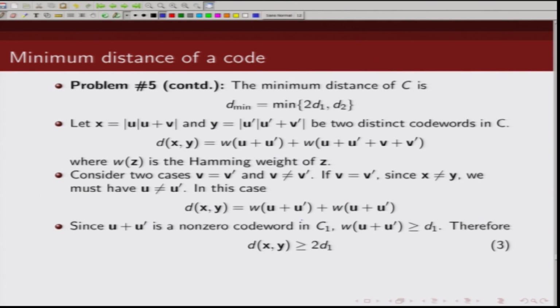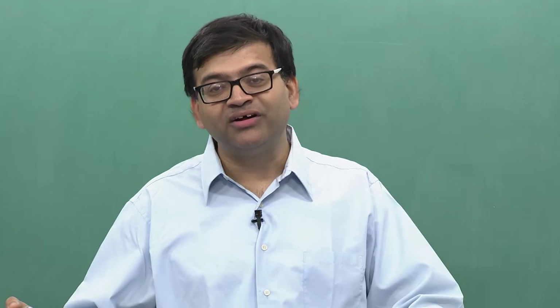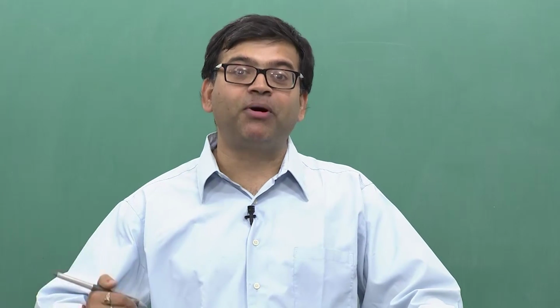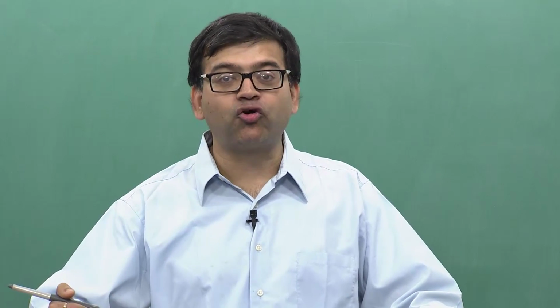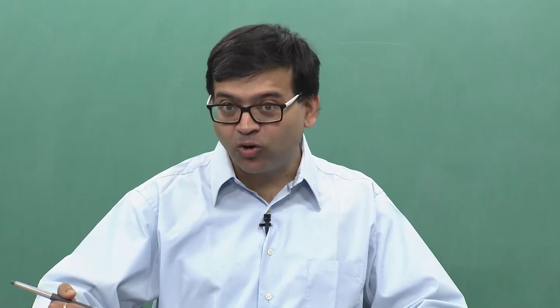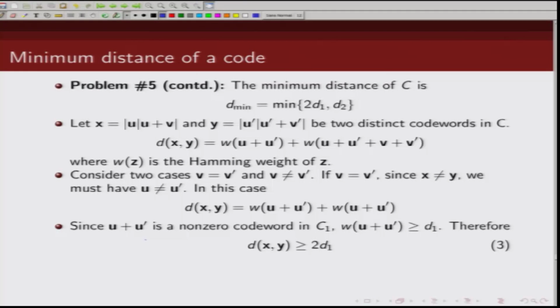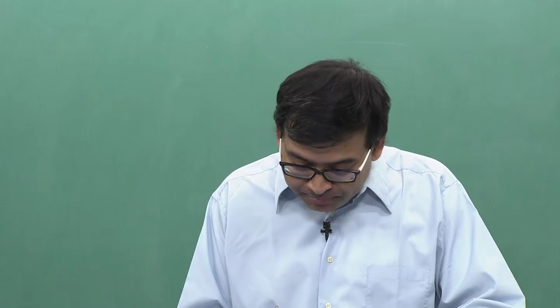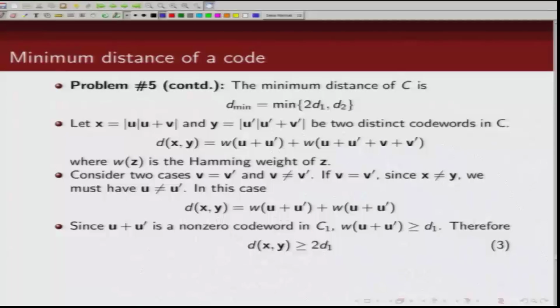U and U prime are two code words belonging to C1. The sum of two code words for a linear block code is another valid code word, so U plus U prime is going to be another valid code word. Then what would be the minimum distance of U plus U prime? It would be at least the minimum distance of the code C1, which is D1. So the Hamming distance between X and Y would be greater than or equal to 2 times D1.